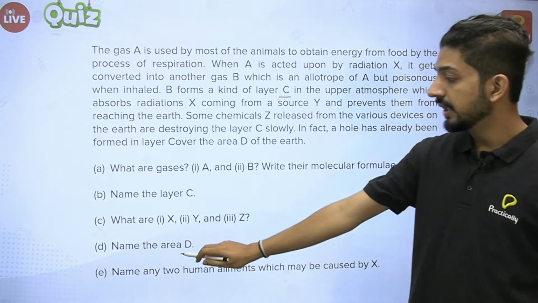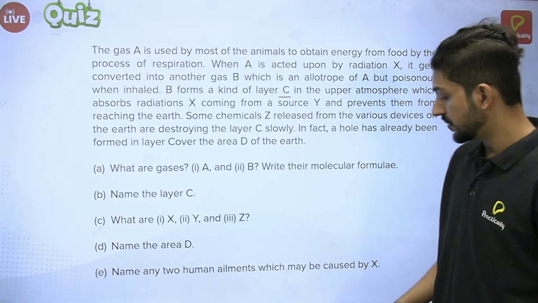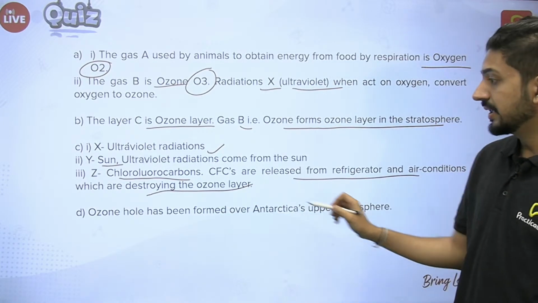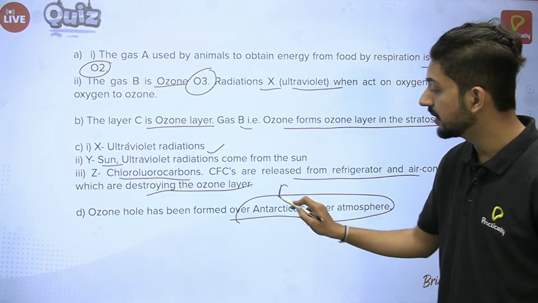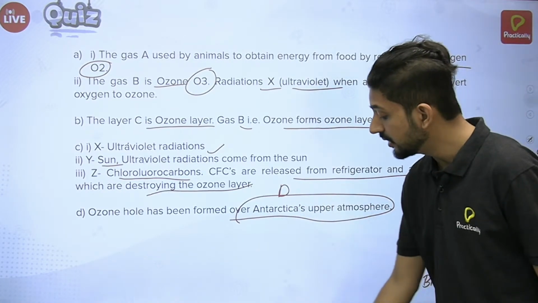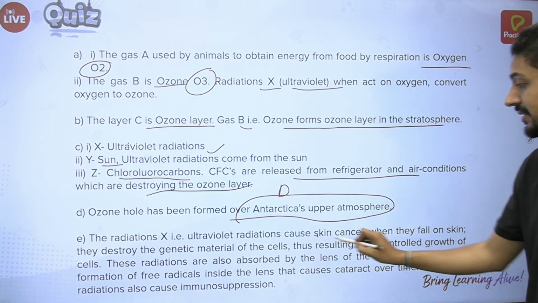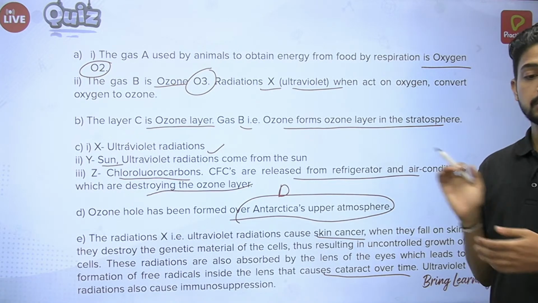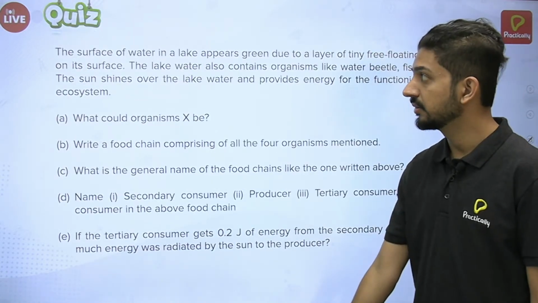Then name the area D and name any two human ailments which may be caused by X. So the hole in the ozone layer has been formed over Antarctica's upper atmosphere. So D is nothing but the upper atmosphere of Antarctica, and the two ailments caused because of the ultraviolet rays: skin cancer is one of them, and this radiation can also cause cataract over time. Okay, so this is how you can answer this question from our environment.